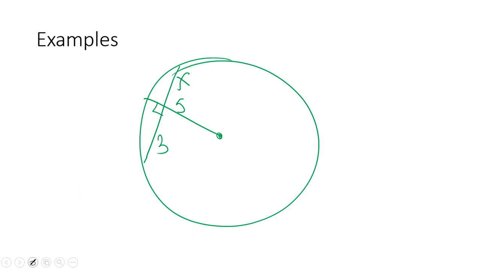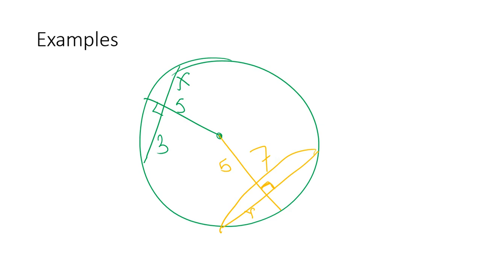Let's say I have another one. My radius is, in this case, let's just say 5 again. But now the entire length of this chord is 7. What is y? In this case, it would end up being 3.5 because it's going to be half of the entire length. So if the entire length is 7, it'd be half of it, which would be 3.5.